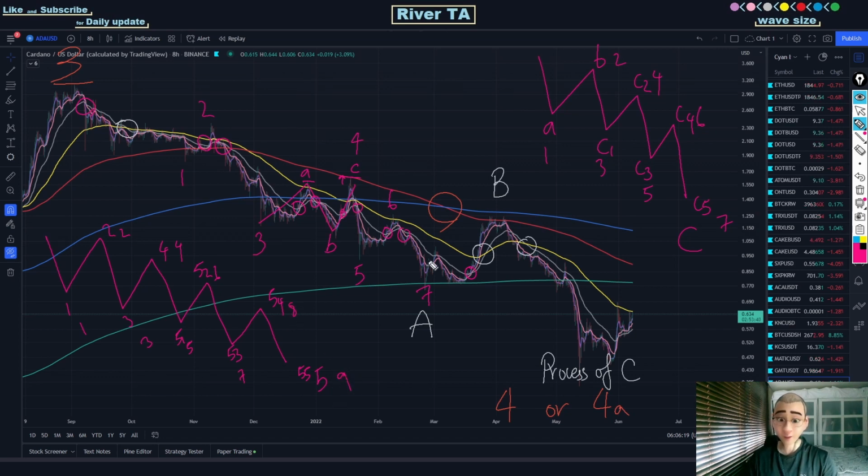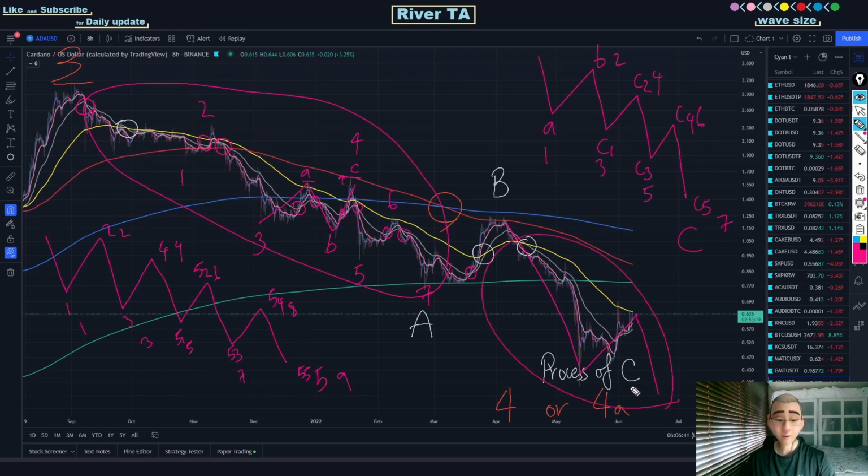So we can assume that if grade level wave A had a total of 7-wave structure, it is likely that grade level wave C is likely to have a 3-wave structure of A, B, C of pink level like this, rather than a 5-wave structure. But again, because corrective wave counts are very hard to predict, unlike the motive wave counts, and I don't trust the lower time frame wave counts as much as the higher time frame wave counts, let's have a look at other indicators to get some more hints.